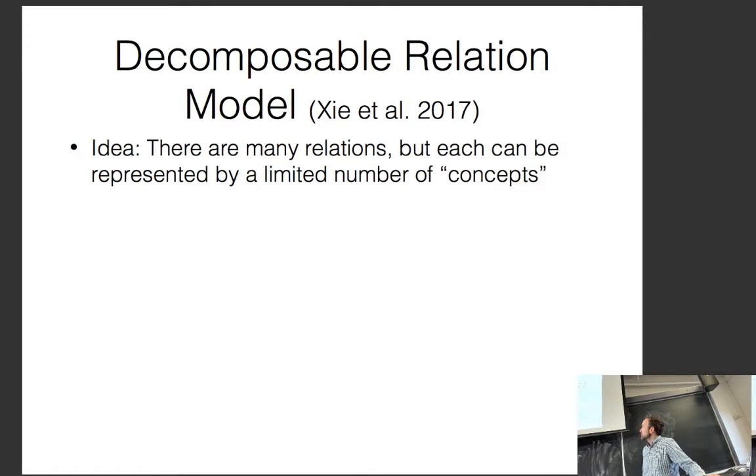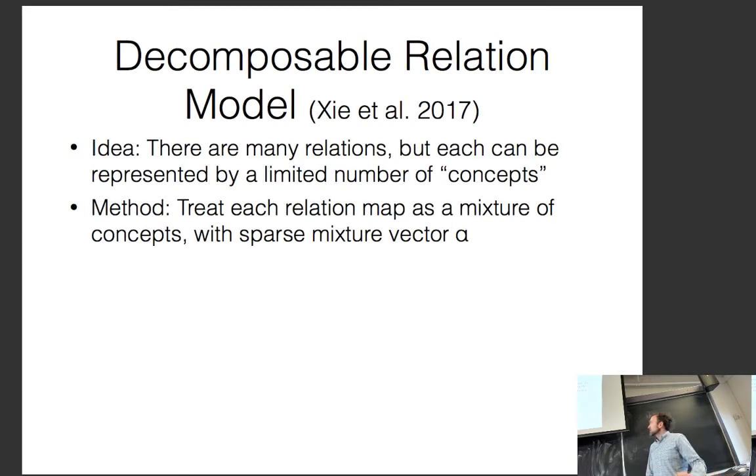The idea is basically, if you think about a knowledge base, it has many, many relations, and some of them are very sparsely annotated. So let's say for CMU, CMU's year of founding is a relatively sparsely annotated relation. We would like to learn this relation, but learning a projection matrix for just this relation itself, you don't have enough training data to do that well. So the idea is you treat each relation as a mixture of concepts with a mixture vector alpha that allows you to interpolate between them.